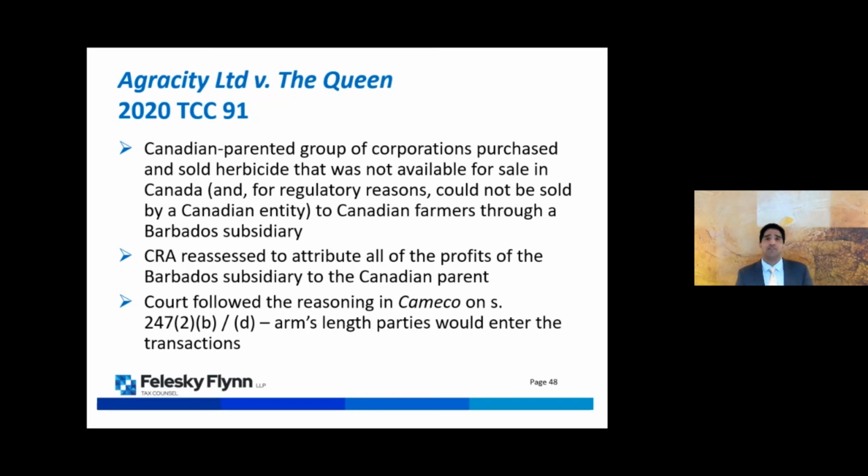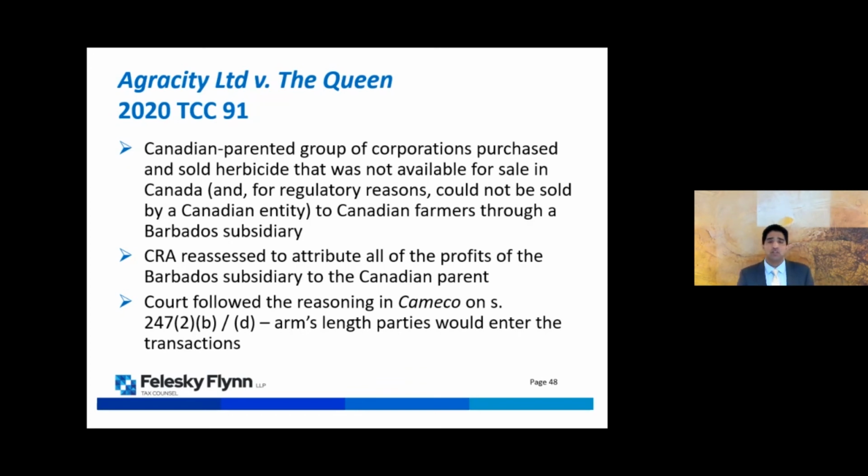So they were going to buy it outside of Canada and then sell it into Canada under a particular exception to the regulatory regime. So because a Canadian entity couldn't do that, they set up, at first a US entity, but then later on a Barbados entity to buy that herbicide from outside of Canada and then to sell it to Canadian farmers. And again, the CRA reassessed under the transfer pricing recharacterization rule, among other things. They reassessed the Canadian parent and attributed all of the profit of the Barbados subsidiary to the Canadian parent.